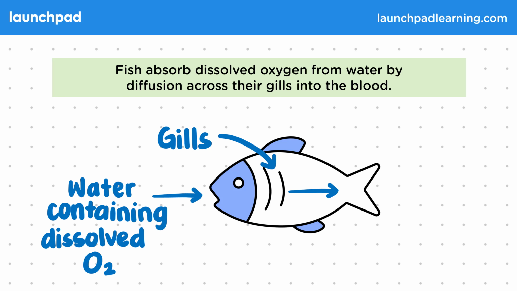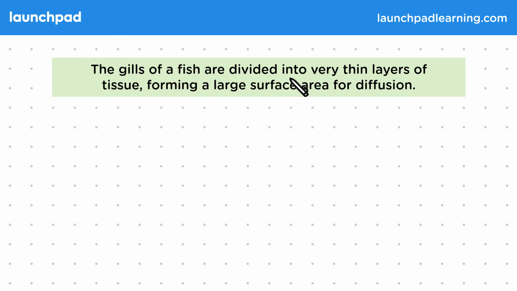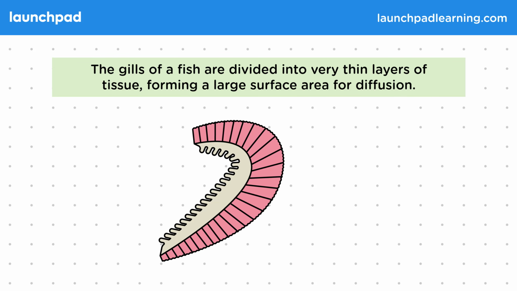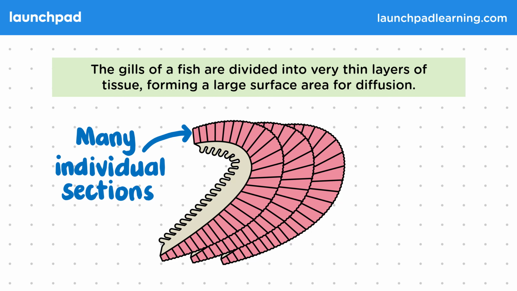So, how are the gills adapted for effective exchange of gases? The gills of a fish are divided into very thin layers of tissue, forming a large surface area for diffusion. The gills look quite unusual and are divided into many individual sections, forming a large surface area. In addition to having many individual sections, gills also have many layers. We can call these gill layers.